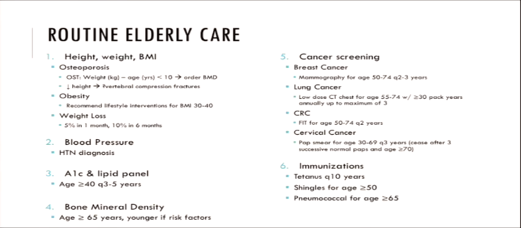So routine elderly care. And I think you guys can read through this. I'll just hit on some big highlights. So height, weight, BMI can give you clues to things, right? So you're worried about these conditions in this population, and you're going to use all the data available to you to make a decision of whether or not you should be worried about that and how you need to proceed. So with osteoporosis, there's the osteoporosis self-assessment test, which is just weight in kilograms minus age in years. Whenever that's below 10, you order a bone mineral density scan, and you do a more thorough assessment with their FRAX score to figure out whether or not they're at risk for fractures, okay?